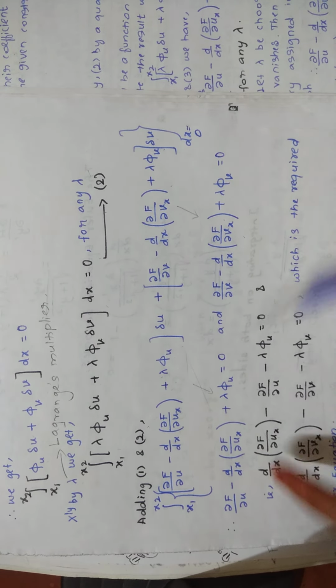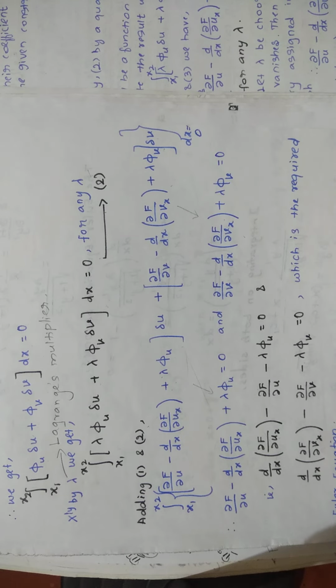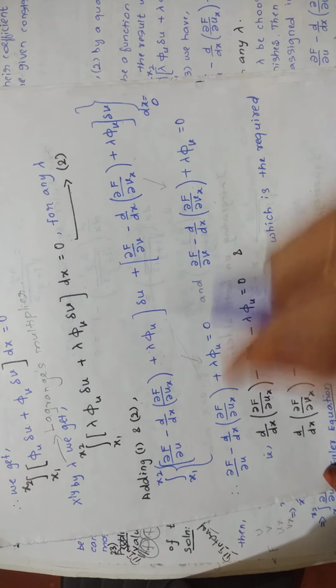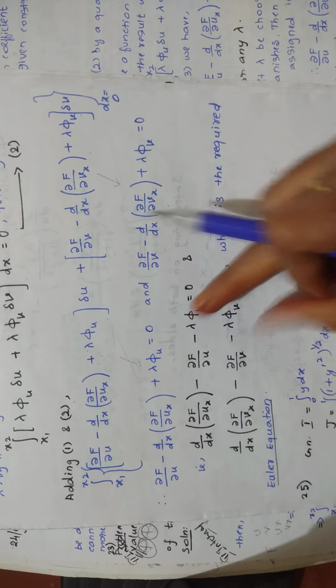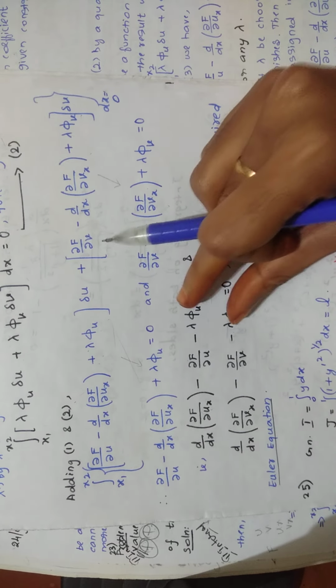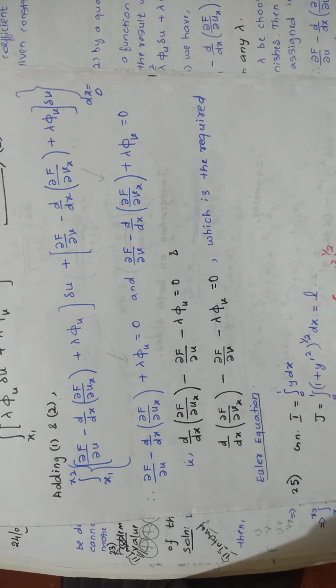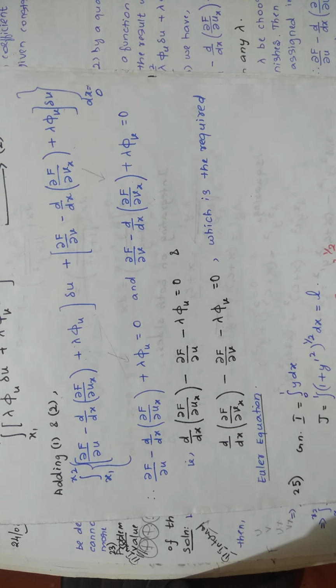And these are the required Euler equations, and these two equations can be rewritten like this, right? And this is our required Euler equation. This is what the question asked us to derive, and finally we have derived it. Okay, thank you.